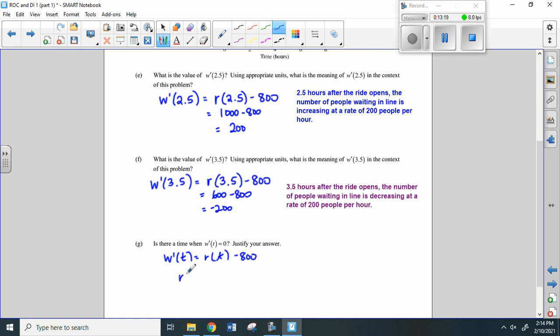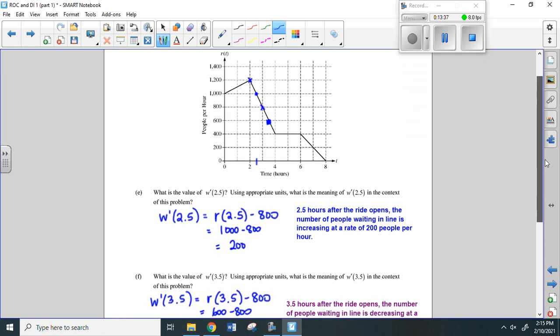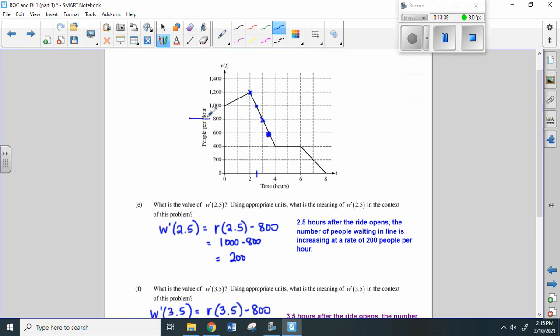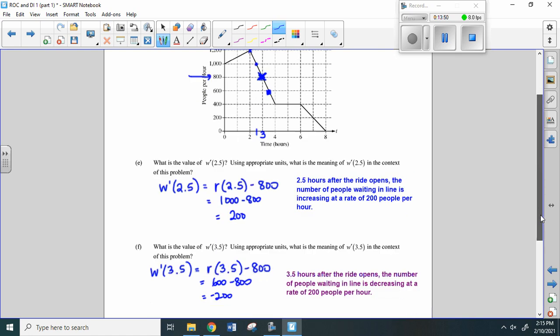So essentially I'm asking, is there a time when R of t minus 800 equals 0? Okay, that's really what I'm asking here. And that's the same thing as asking, is there a place where R of t equals 800? Okay, and you can go back up to the picture. 800 is right here, and I want to know, is there a time when the graph touches the 800? And it is in fact at time 3 hours.